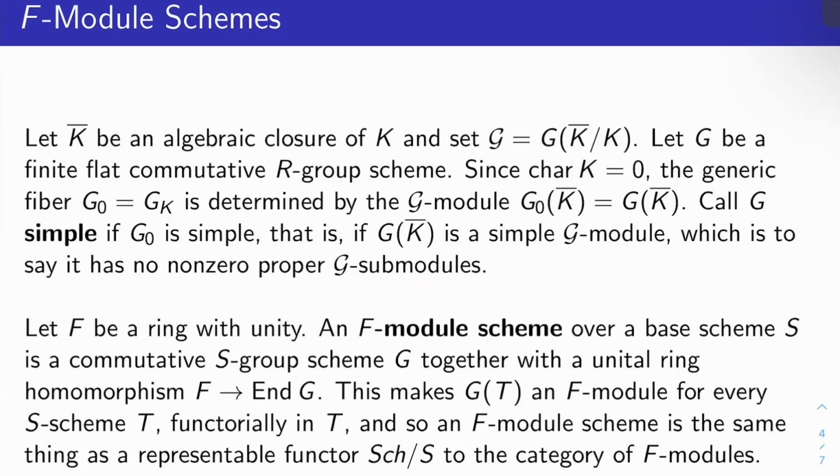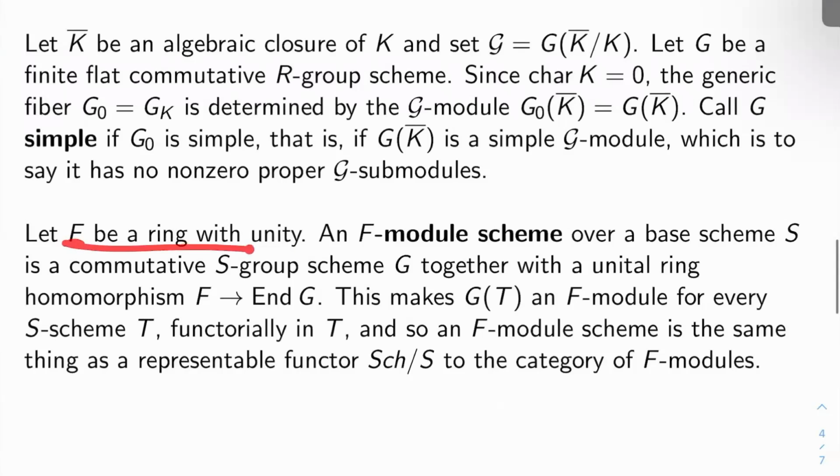So what is an F module scheme? Let's let F be a ring with unity. An F module scheme over a base scheme S is just a commutative S group scheme, G, let's say, together with a unital ring homomorphism from F to End G. I mean, it's exactly what you think it's going to be, right? It's a group scheme that's an F module, basically, in the only way you could possibly define that.